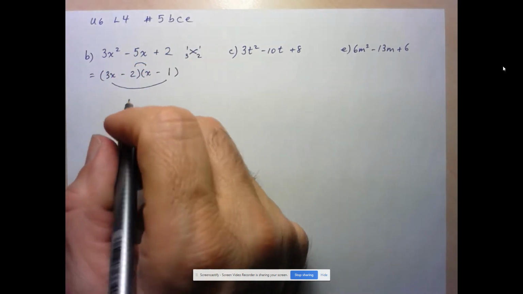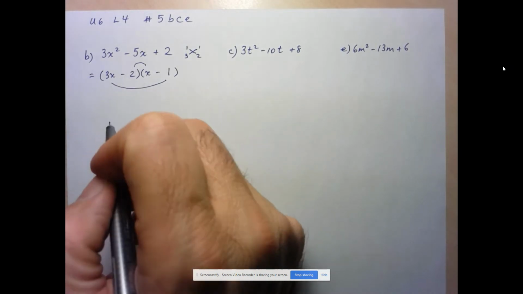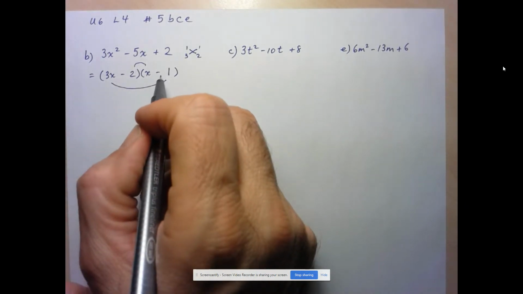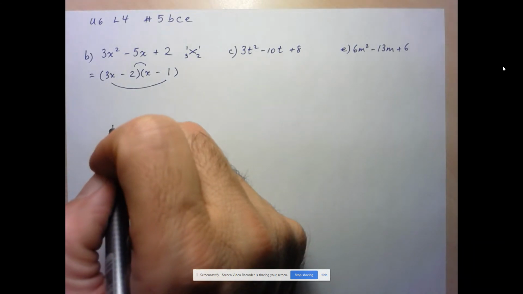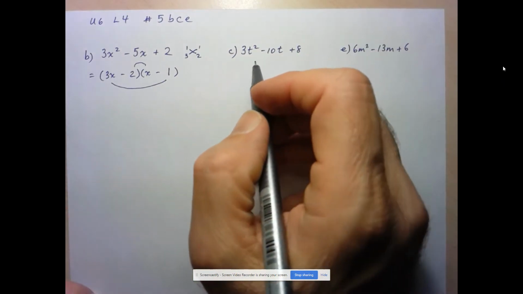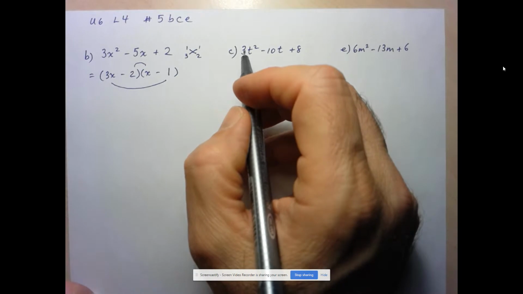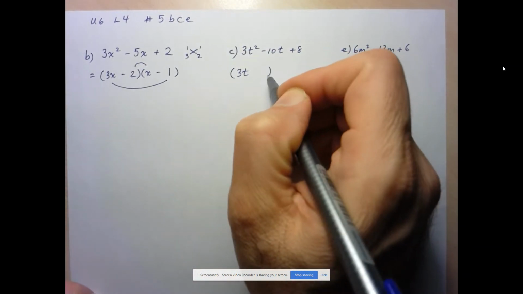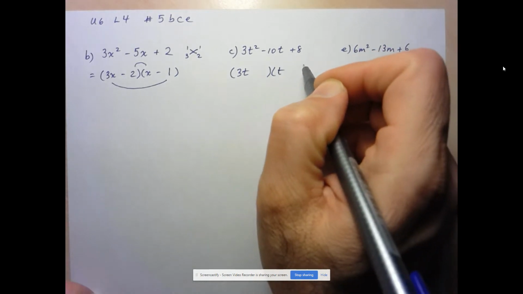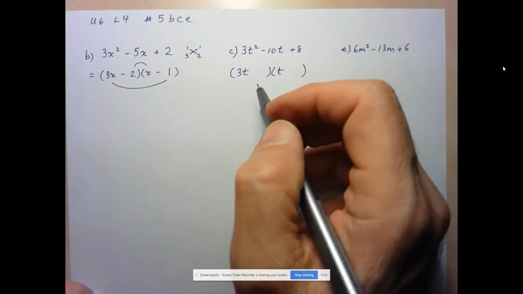All right, and then we can just check: 3x squared, -3x minus 2x is -5x, -2 times -1 is +2. So it works out. All right, so let's move on to the next one. Now again, I notice that the A term is a prime number. So I know I'm going to have 3t in the first position and t in the second position. So not a bad idea to actually just write that out. Kind of makes you feel like you've got part of it done.